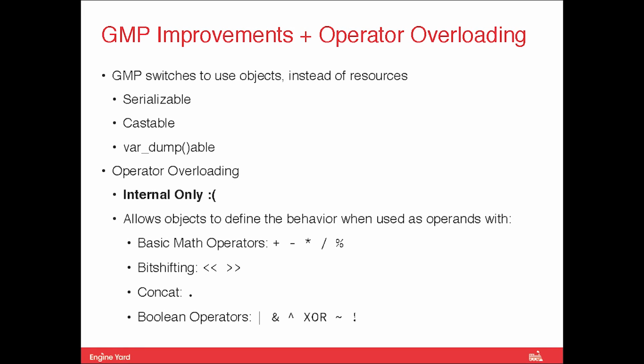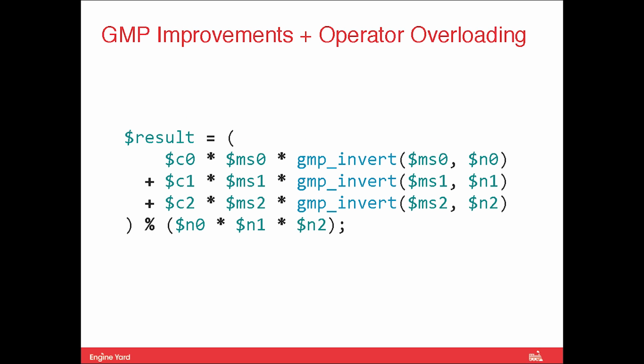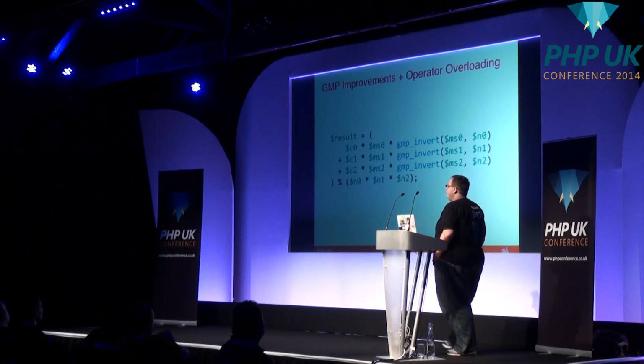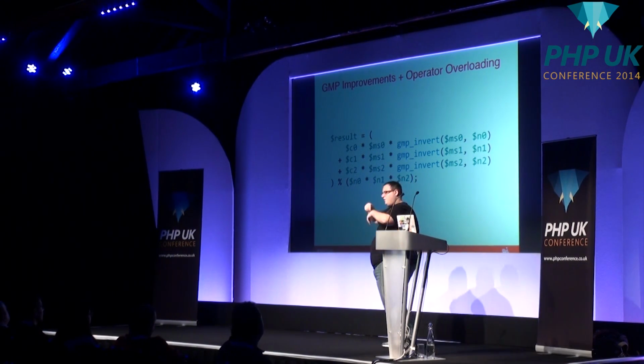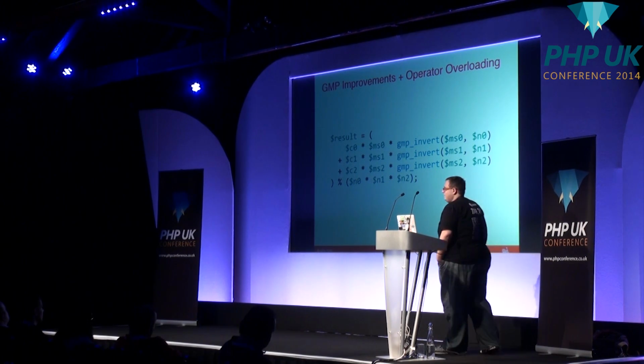Basically it allows internal objects to define the behavior when operators are used on multiples of that object. So basic math operators, bit shifting, concatenation, and the Boolean math operators are all supported. What that means is if you take something like this, which is from some sort of RSA implementation or something, which looks horrible and is terrible to read, where we're doing GMP MUL for multiplications, adding whatnot, we can now turn it into what looks like actual math, except for the inverts, because there's no operator for that. This works really well. So if you, for example, use a standard PHP integer and a GMP object, they'll work correctly to do what you need to do. But yeah, I hope it comes to user land.